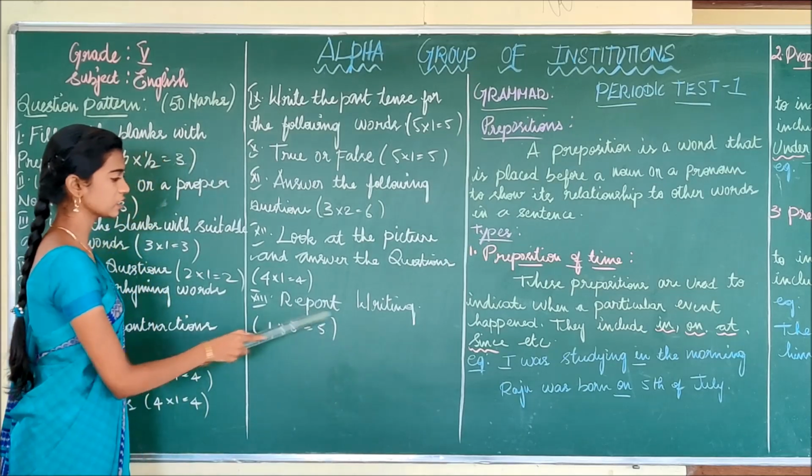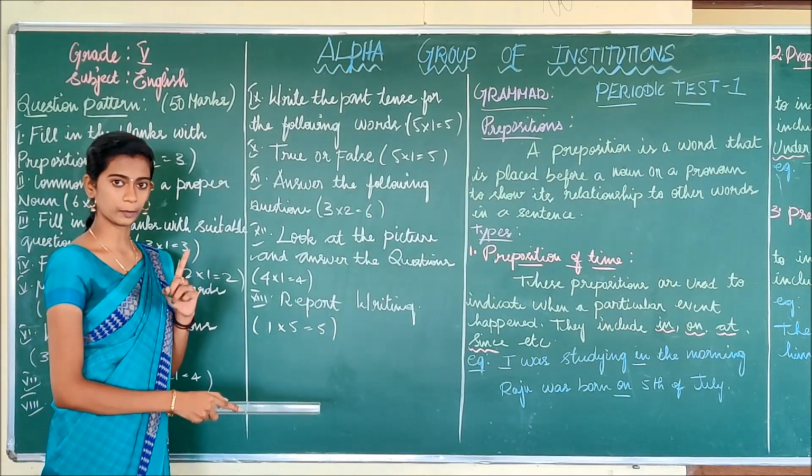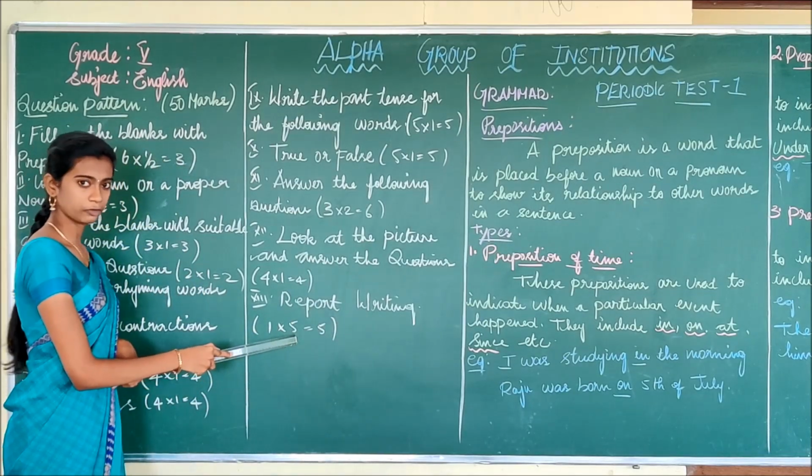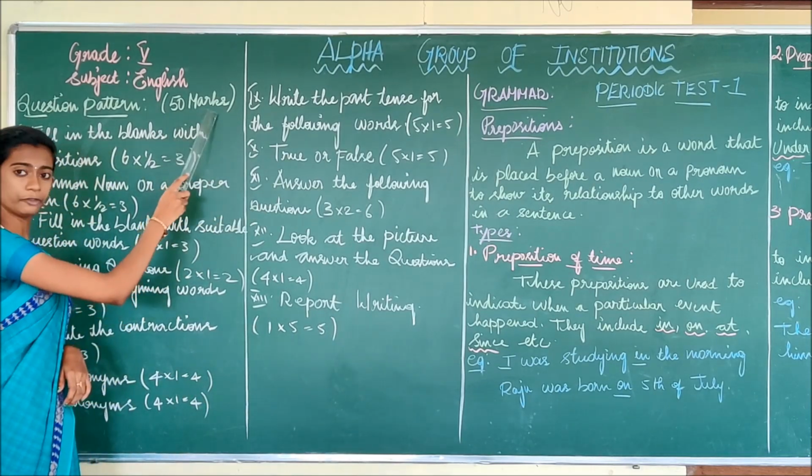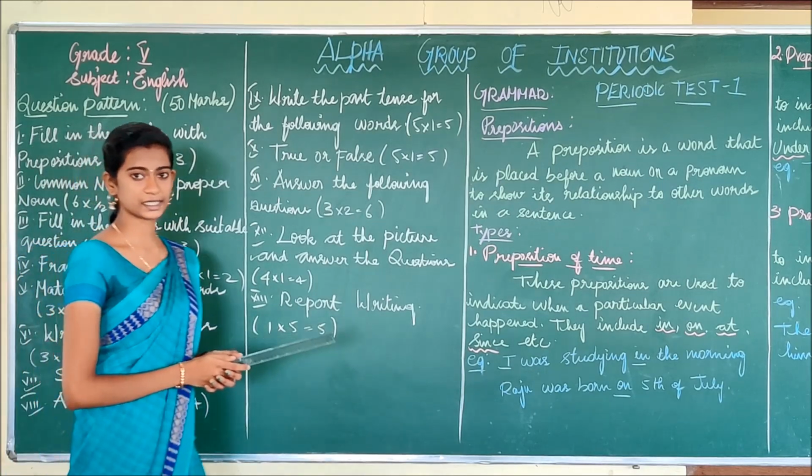Okay. At last, report writing. So there will be 1 report writing. For that, we will give you 5 marks. That's all. So you have to write for 15 marks. So now let us discuss the grammar.